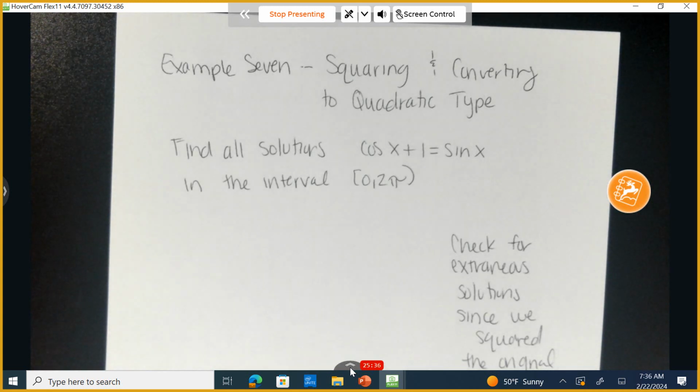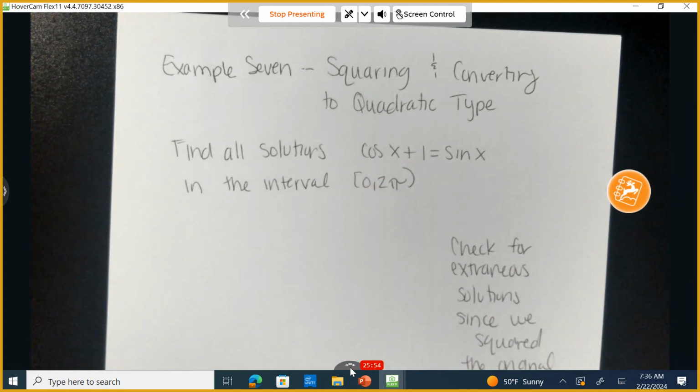What I need you to recognize is that in this particular problem, when we transform this by squaring both sides, we have to account for extraneous solutions. And extraneous solutions means you get all your answers, but then in the end, you've got to plug them in to make sure the left side equals the right side. We could do it graphically. We're going to do it algebraically today.